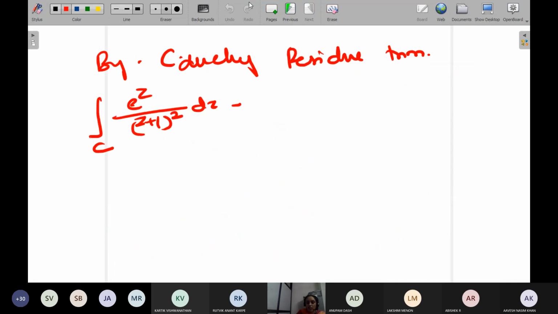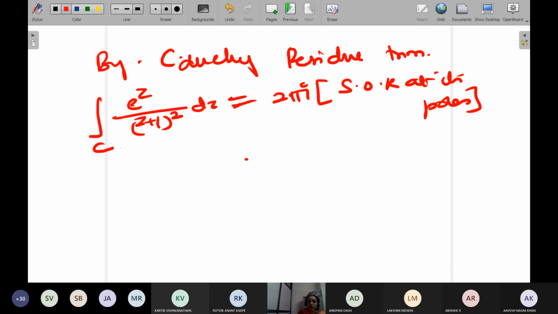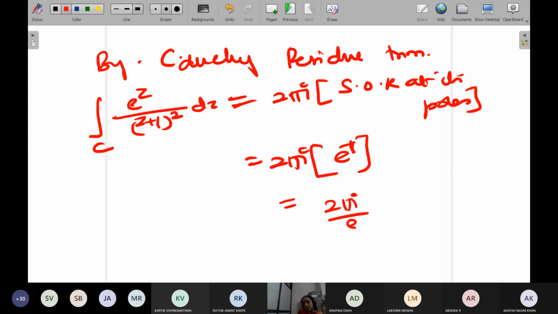So we are applying the Cauchy residue theorem. What does the Cauchy residue theorem say? This is equals to 2 pi i into sum of the residues at its poles. Here we have only one pole, and the residue we got is e power -1. That's all. That is your answer: 2 pi i by e.